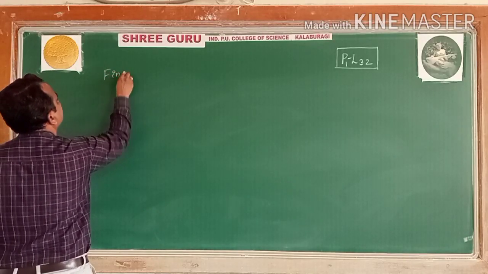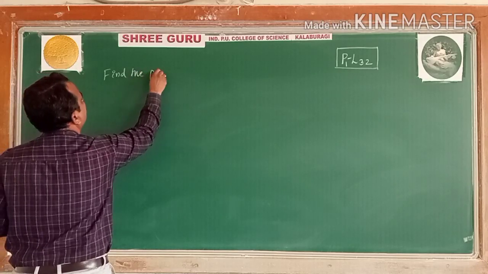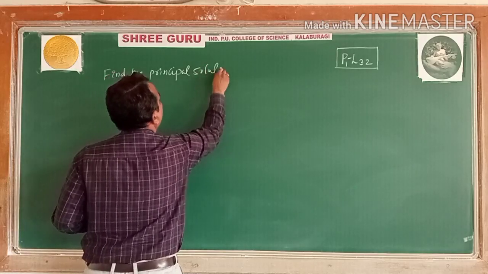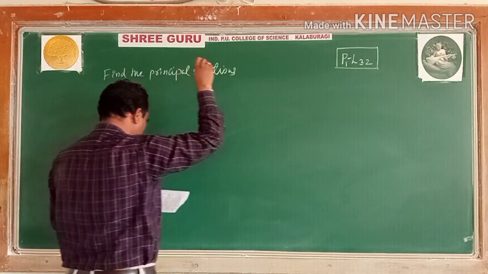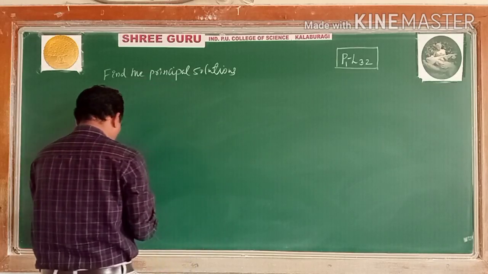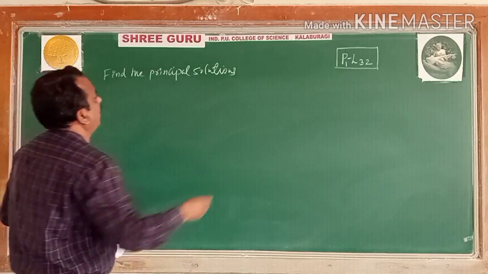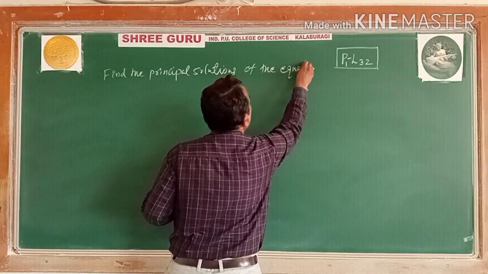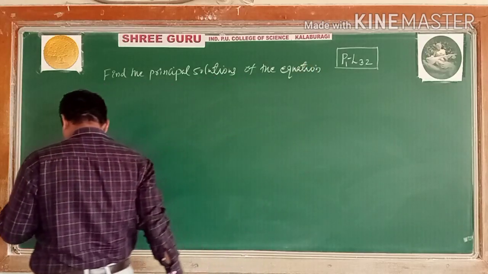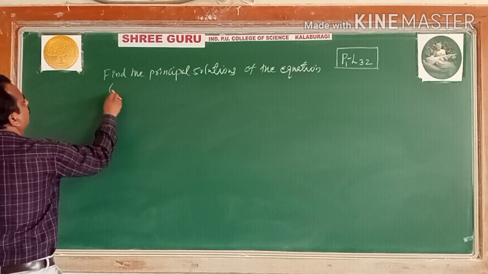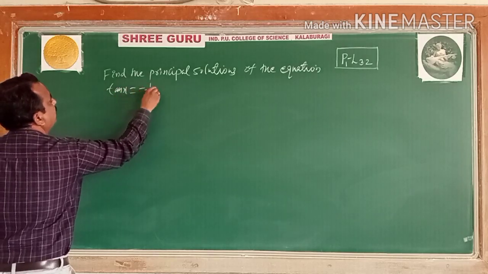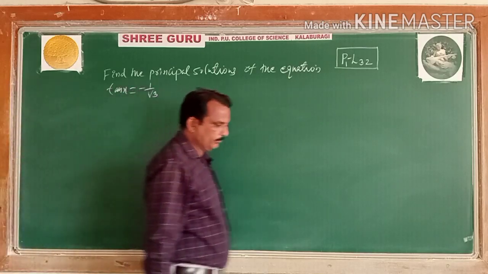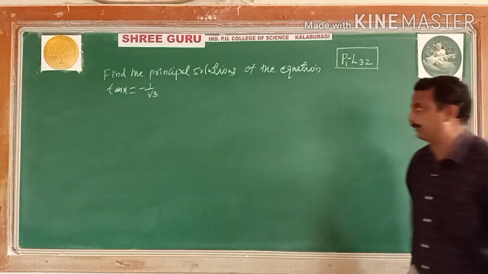Find the principal solutions of the equation tan x equal to minus 1 by root 3. This value is negative. Tan x equal to minus of 1 by root 3.